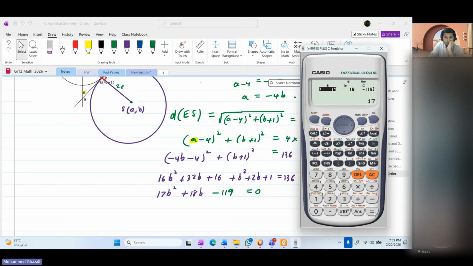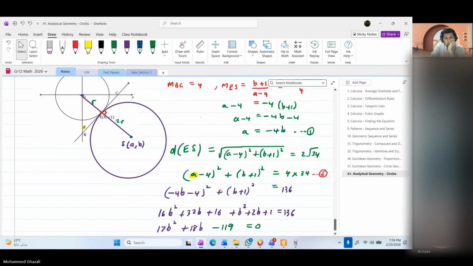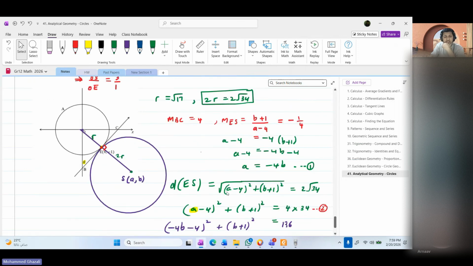Why are we getting such funny answers? Did the right thing. The distance is a minus 4 all squared plus b plus 1 all squared is equal to 2r. Sorry, it's not 2 root 34, it's 2 root 17. That's why you're getting it off. Why did I put 34? Supposed to be 17. You can see clearly the coordinates are not coming out right. It's coming out with funny answers.